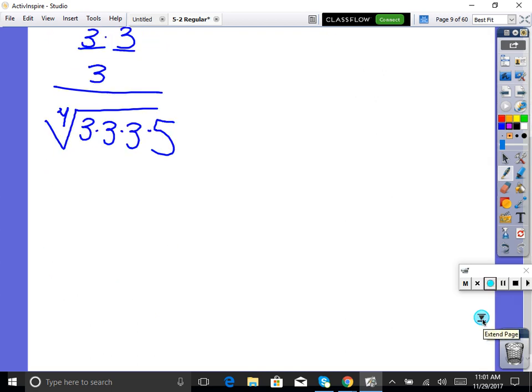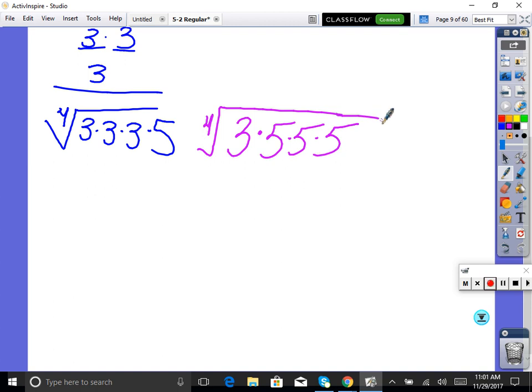Now we can rationalize. Since it's the 4th root, we're going to need these to be to the 4th power. We have 3 3s. How many more do we need? 1. Good. We have 1 5. How many more 5s? Good. And now we've done the least amount possible. The rationalization with the least amount. You've got to do the same thing to the top as well.